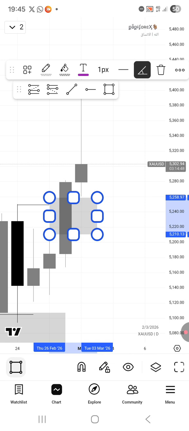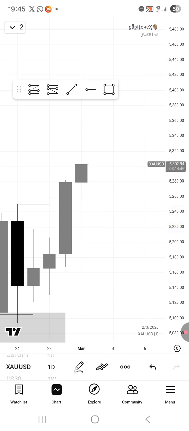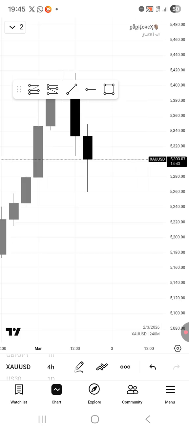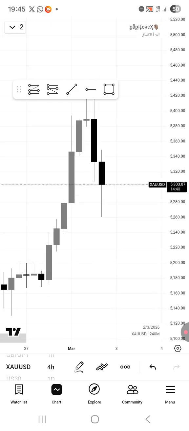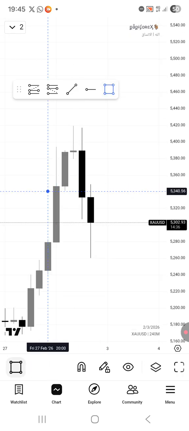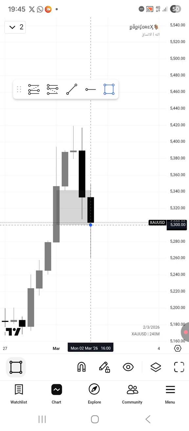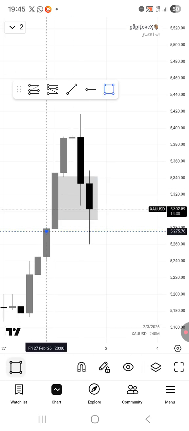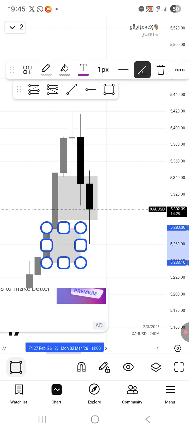So let me clear this box and then go a time frame lower, the 4 hours time frame. On my 4 hours time frame here, we can see again a fair value gap, then another fair value gap again. Yeah, price is trying to fill.